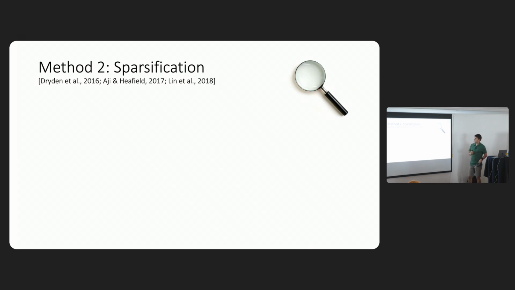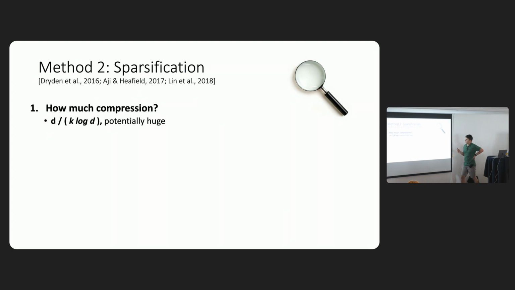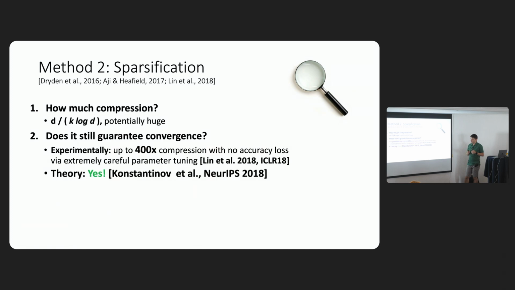Good. So from a high level perspective, this is a great technique because our compression is about d over k log d. If you pick k to be very, very small, this could be absolutely huge. So in some sense, we could make compression as high as we want it to be. However, now it really depends on whether it actually works or not.